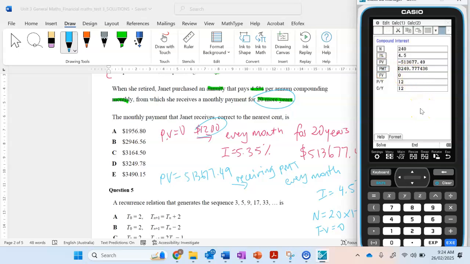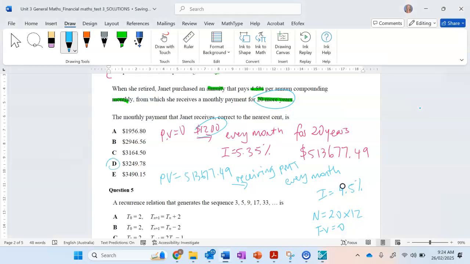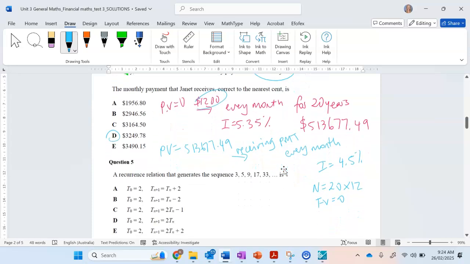So 3,249.78. So option D. All right, so 2 steps there, doing the financial solver twice, just getting this value of the investment, all right, and then doing it again. All right, so the conditions have changed.